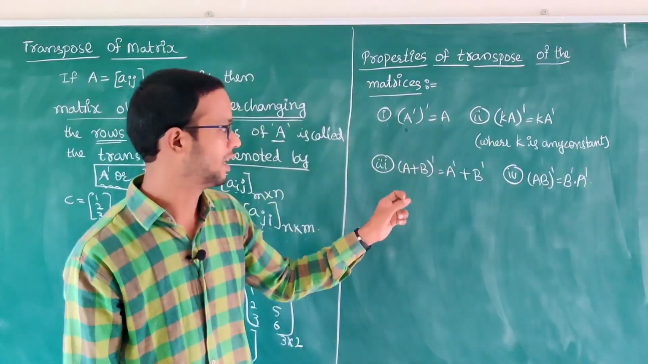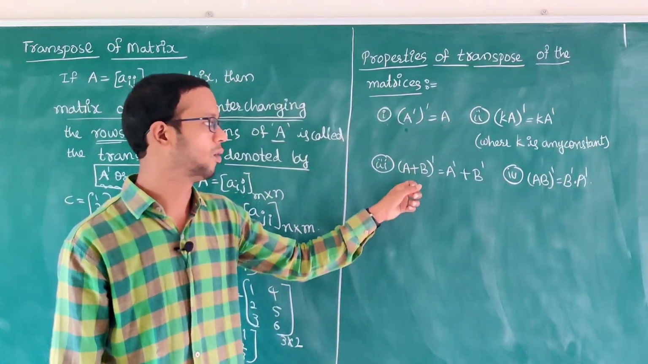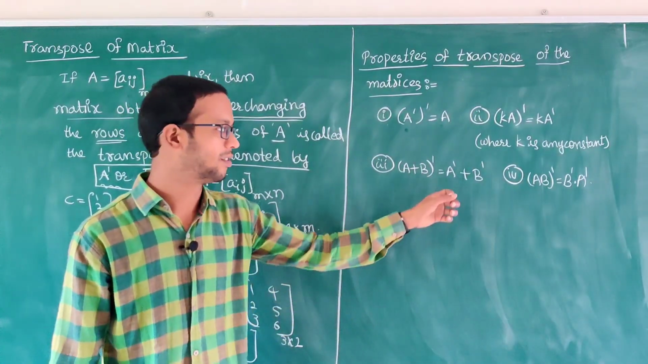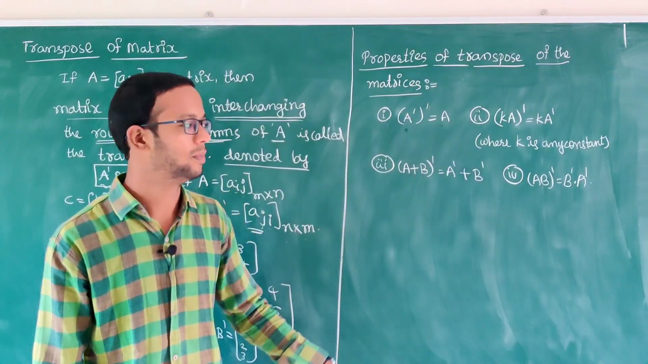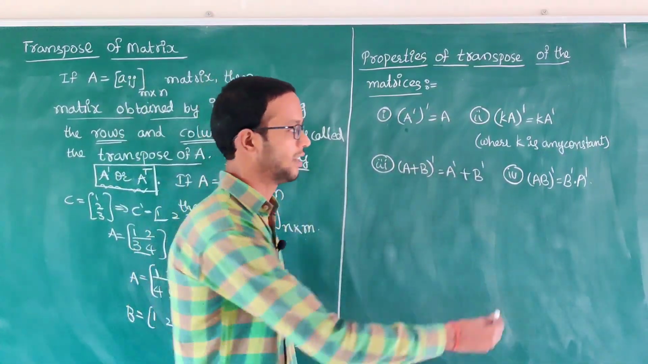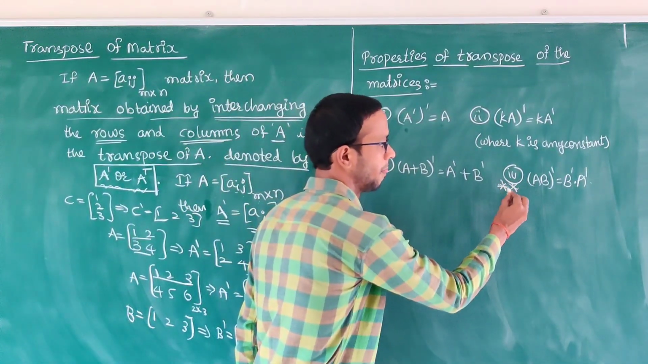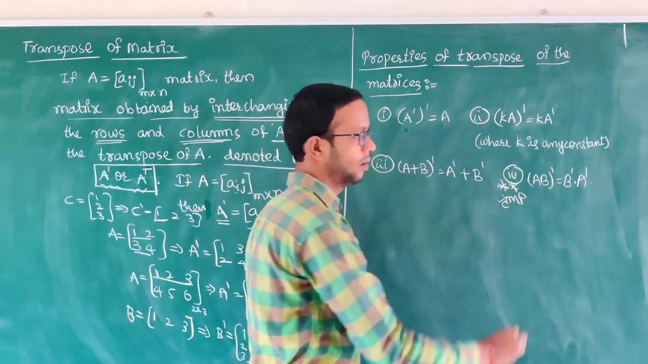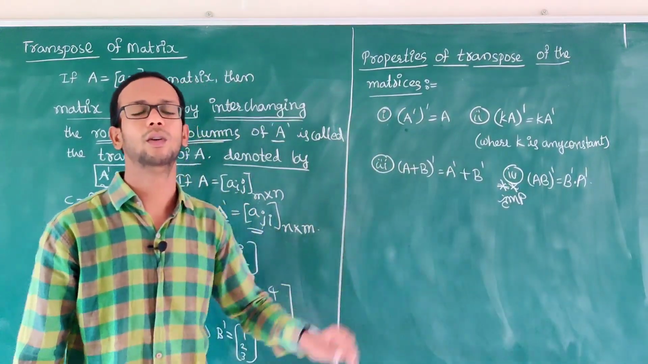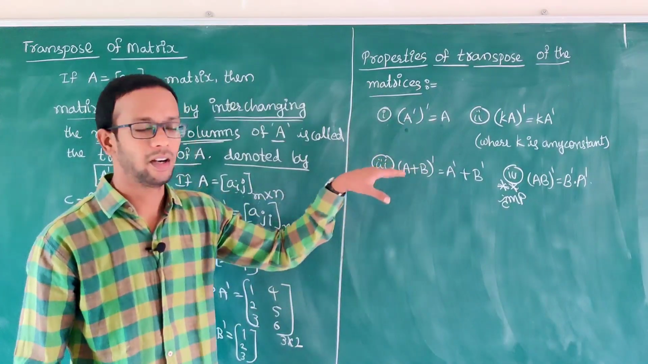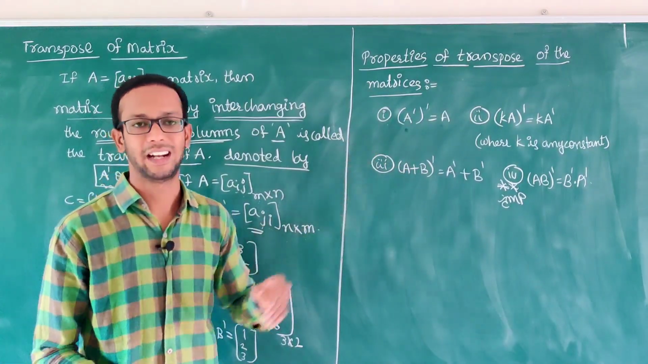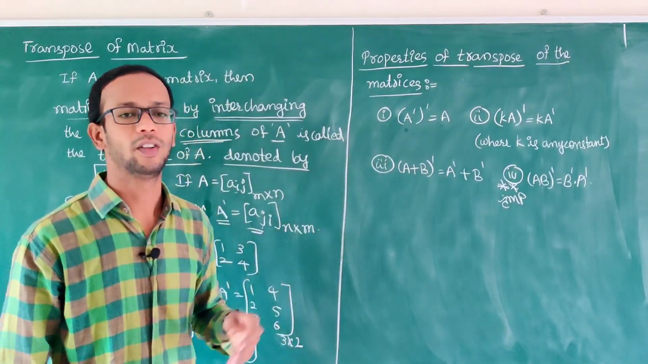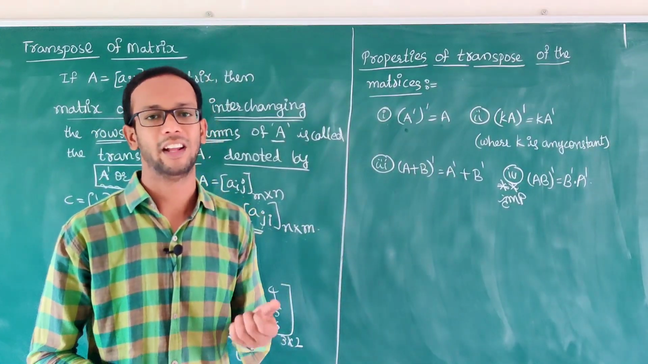So that is the second property. Next, the third property: A plus B whole dash is equal to A dash plus B dash. AB whole dash, this is very important. AB whole dash is equal to B dash into A dash. For the proof of this property, we'll see an example.